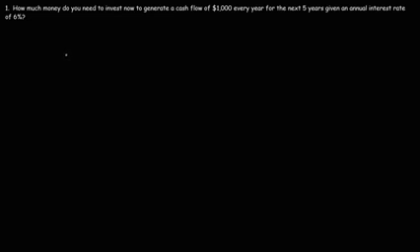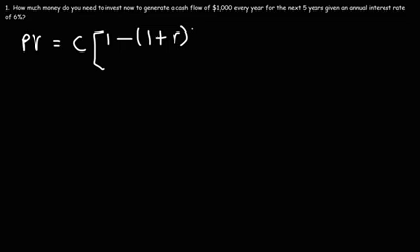So there's a formula that we could use to get the answer. The present value of an annuity is equal to the cash flow times 1 minus 1 plus r, being the interest rate, raised to the negative n, divided by r. Let's begin by writing down what we know.